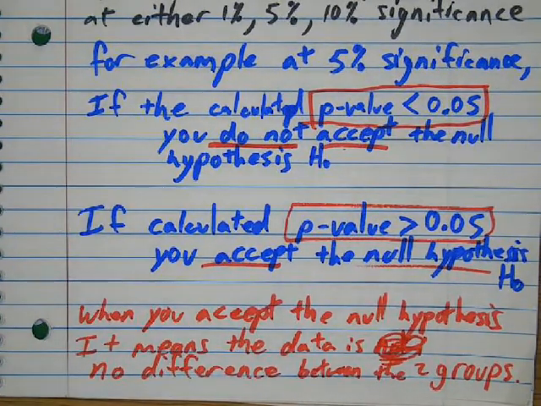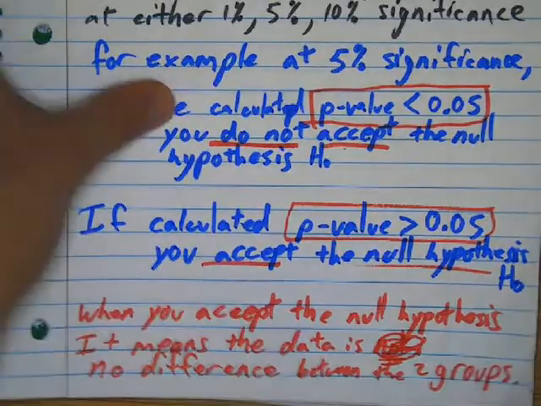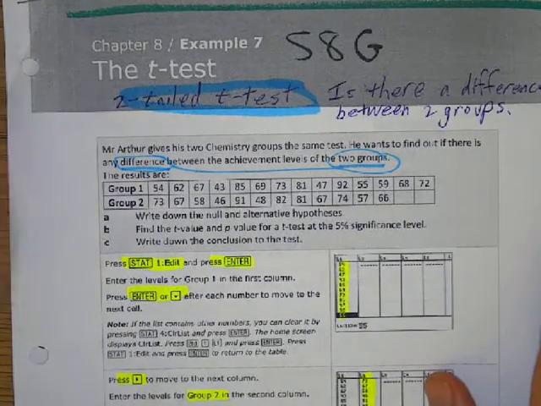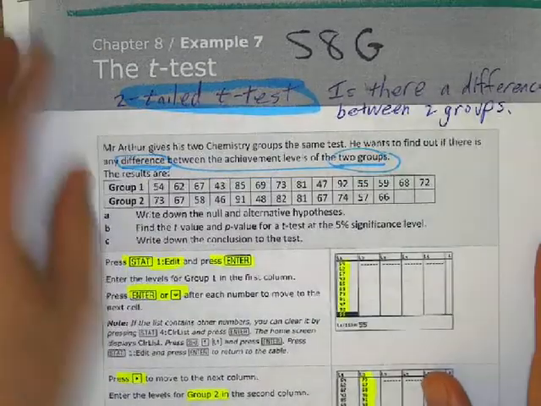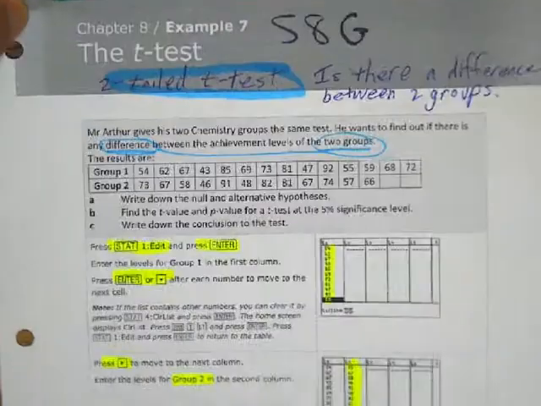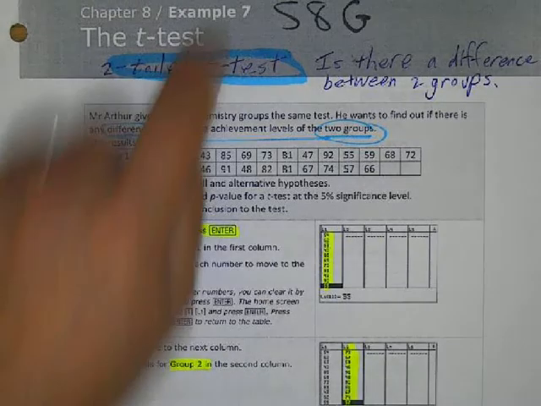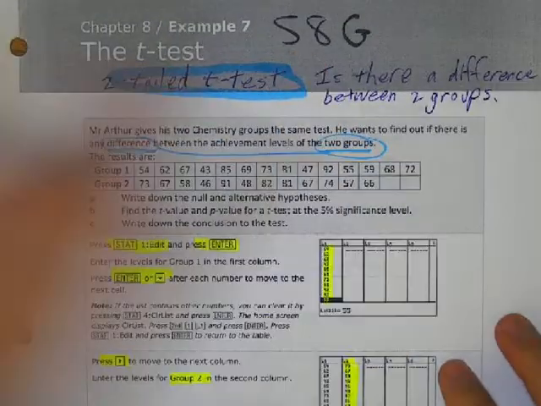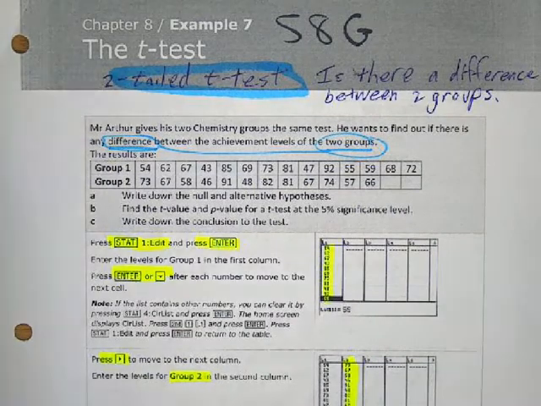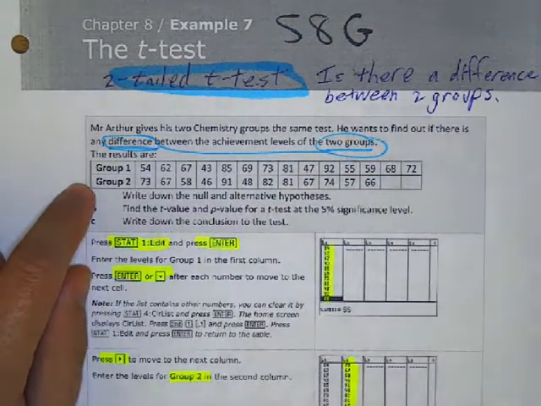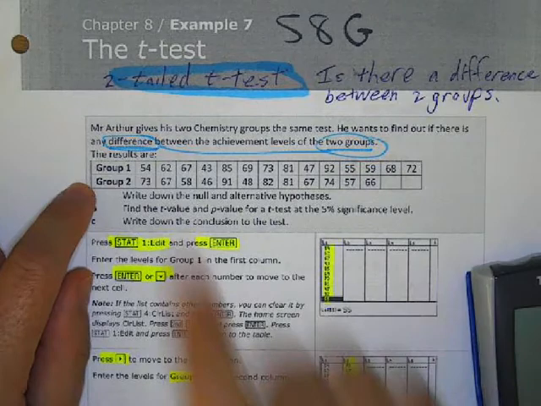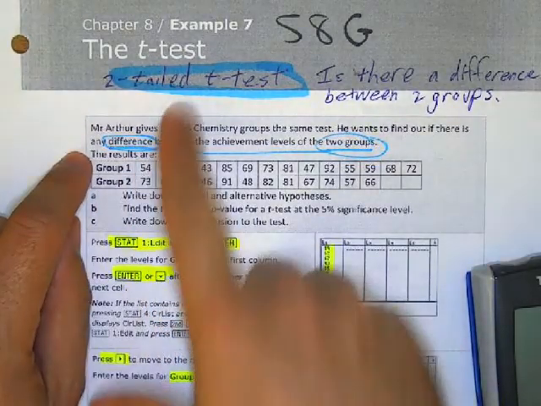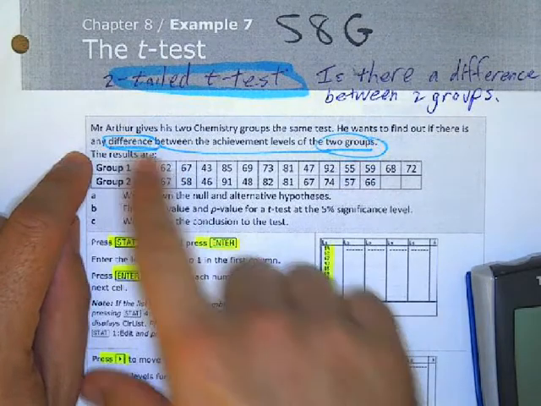Now let's look at some examples with some numbers. First, we'll do the example that is number 7 in your textbook for Section 8G. Okay, so if I have my data here, notice the first sentence tells me whether I'm going to do a two-tailed or a one-tailed test.